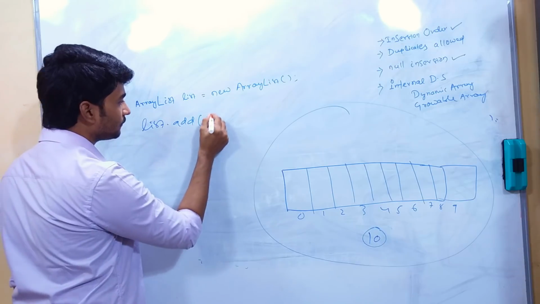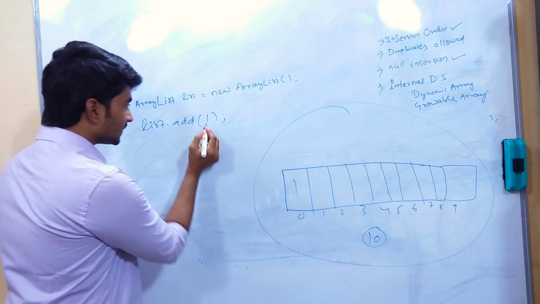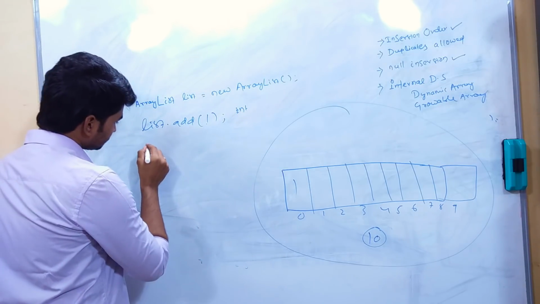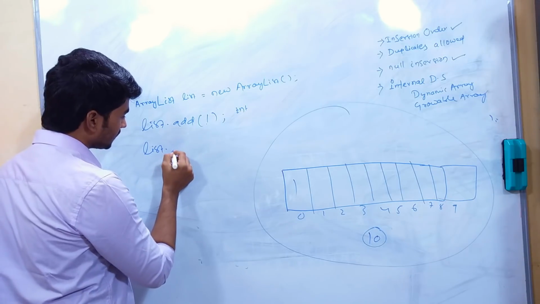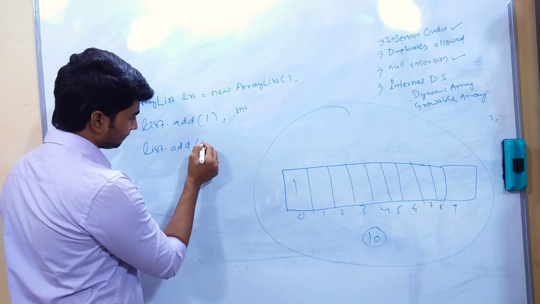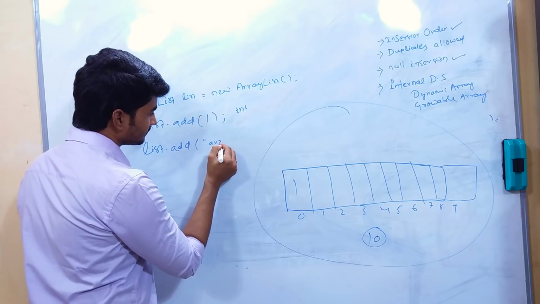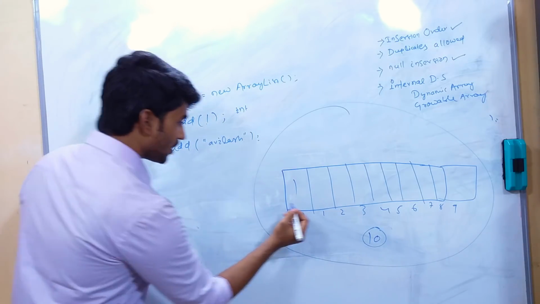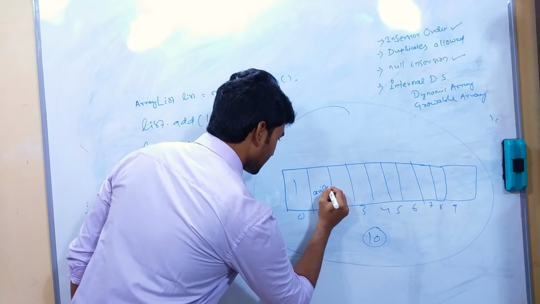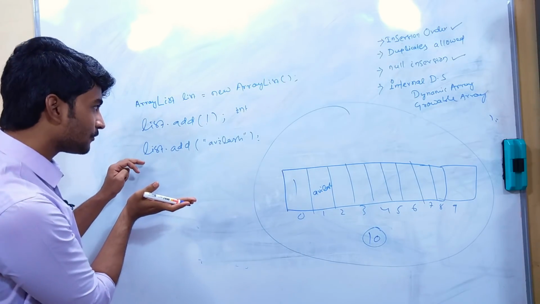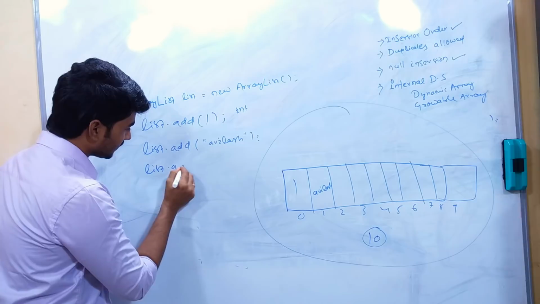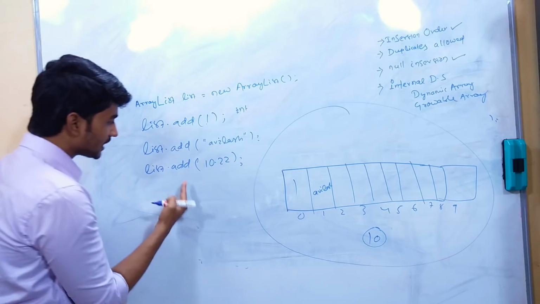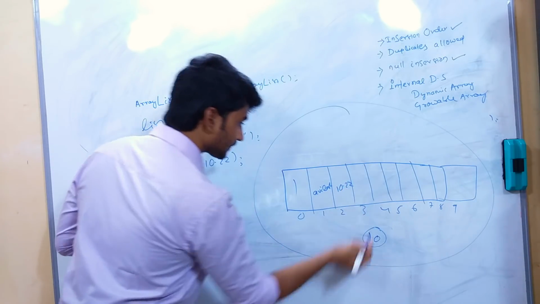Let's say list.add of 1. What will happen? 1 will be inserted. This 1 is of int type. Now I want to insert list.add of Avilash, which is my name. Avilash will come here. You see what is happening? Can you guess the point that I want to prove? Let's say I want to insert a double value, 10.22. 10.22 will come here, right?